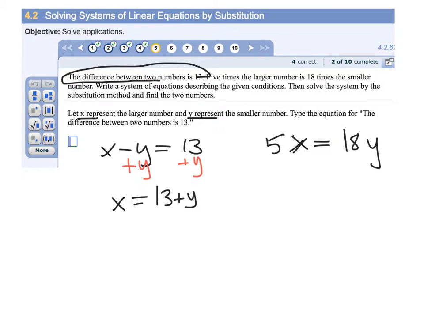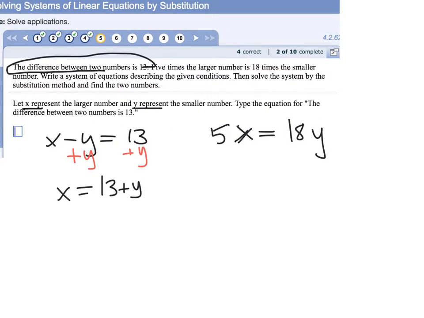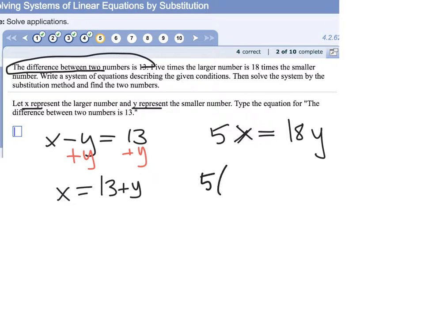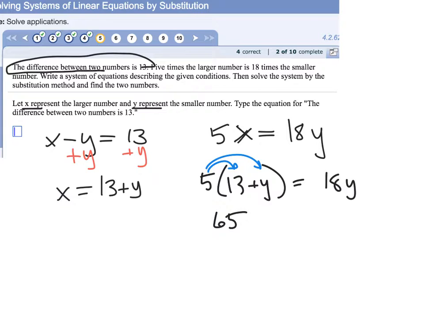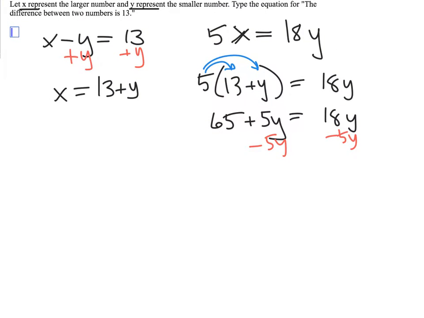And then over here, I'm going to replace the X with 13 plus Y. So that's going to be 5 times (13 plus Y) is equal to 18Y. Then I've got the distributive property here, so that becomes 65 plus 5Y is equal to 18Y. Then I'm going to subtract 5Y from both sides because I want the variables all together. So I end up with 13Y on the right and 65 on the left.